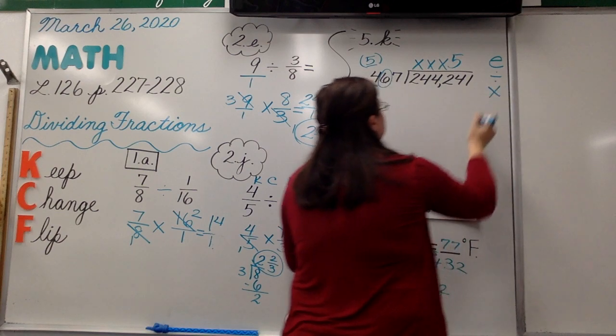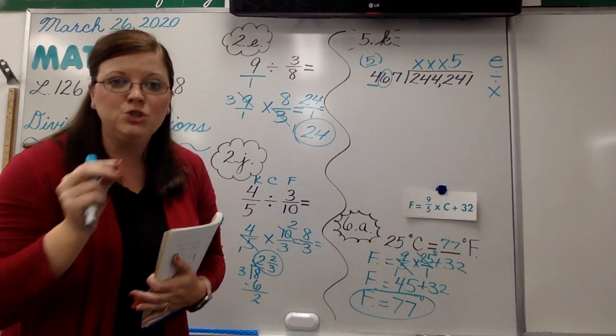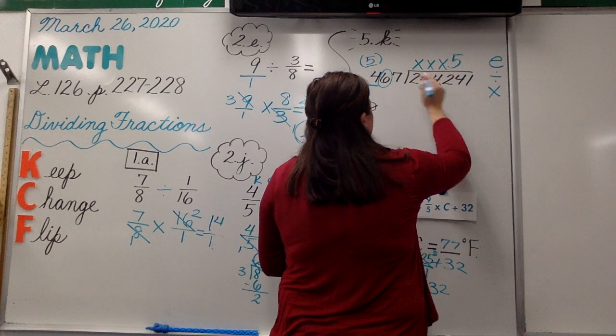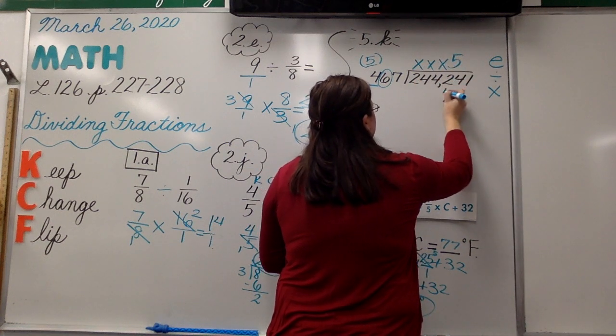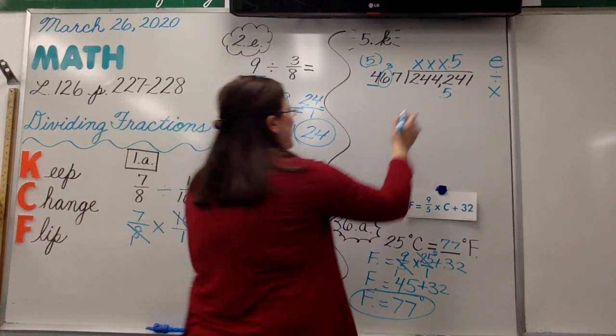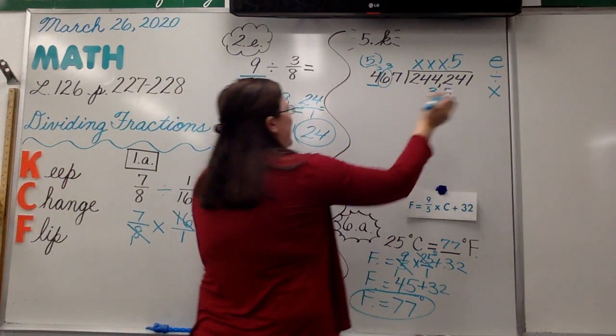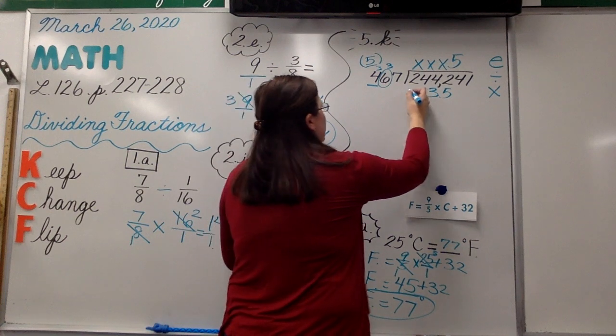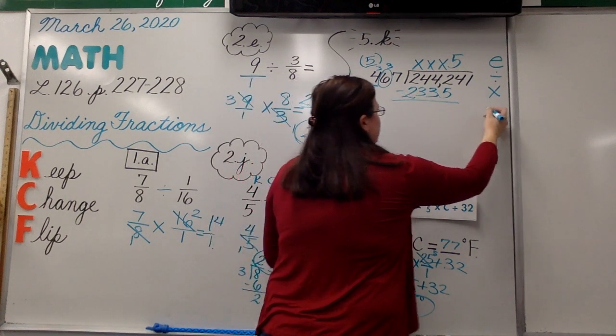Now it's time for us to multiply by the original number. 5 times 7, 35. Go straight down. Put a 5. Carry your 3. 5 times 6 is 30, plus 3 is 33. 5 times 4 is 20, plus 3 is 23. And we'll be ready to subtract.